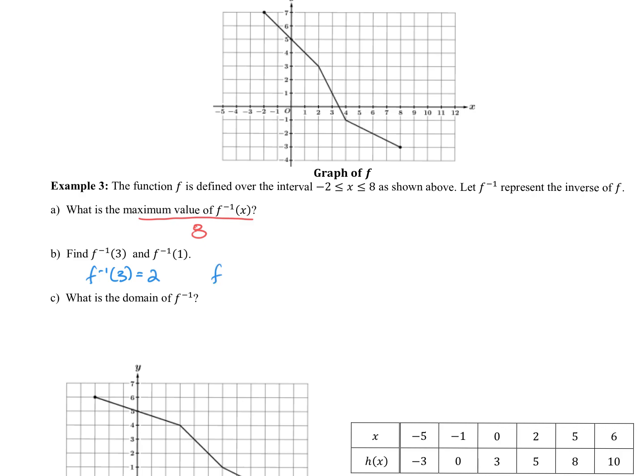And so now we're going to find f inverse of 1. And so what are we looking for here? When the y value of f is 1. And so when is the y value of f 1? At 3.